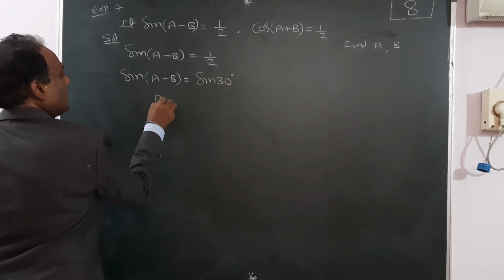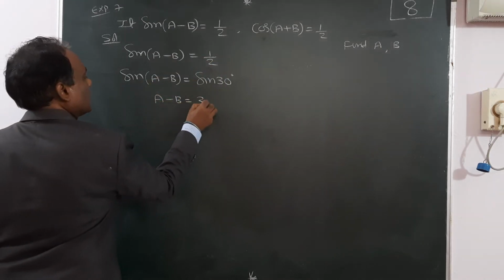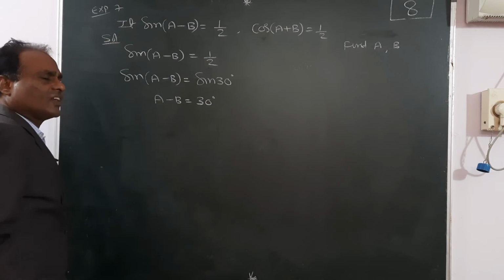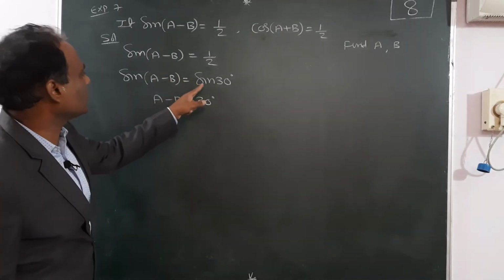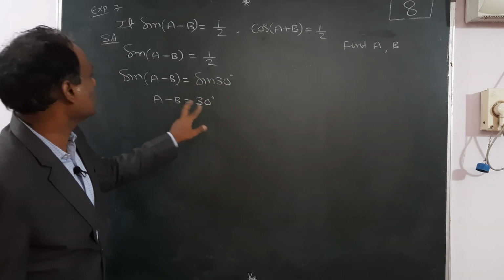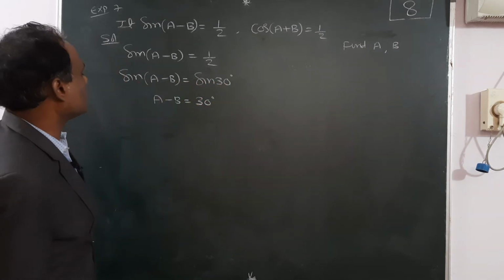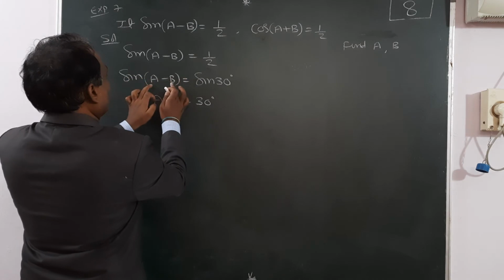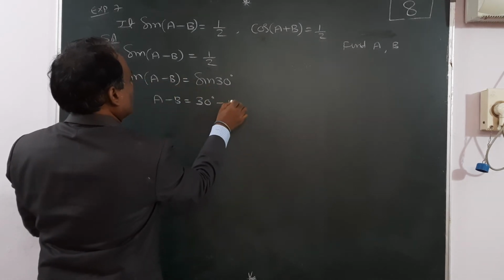Sine cancels, A minus B is equal to 30 degrees. Cancel means comparison. If this is sine and this is sine, and there is an equal symbol, then A minus B should equal 30 degrees. So these two are equal means everything should be equal. Sine equal, A minus B is equal to 30, first equation.